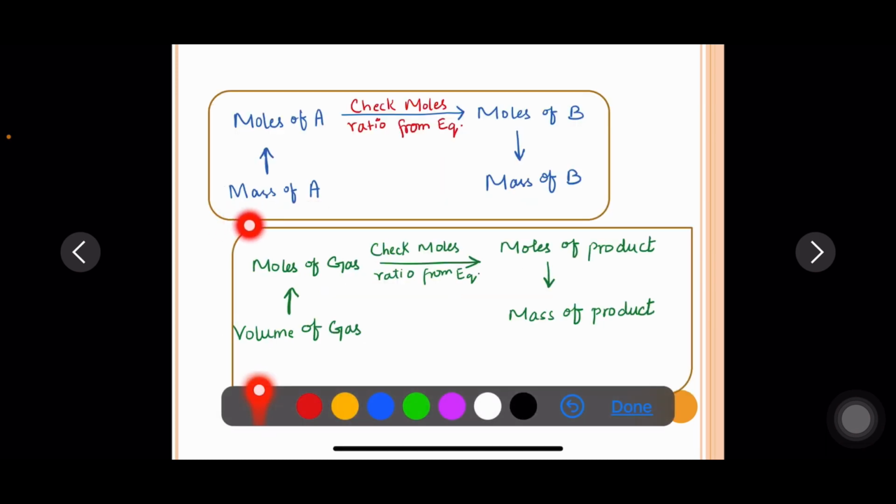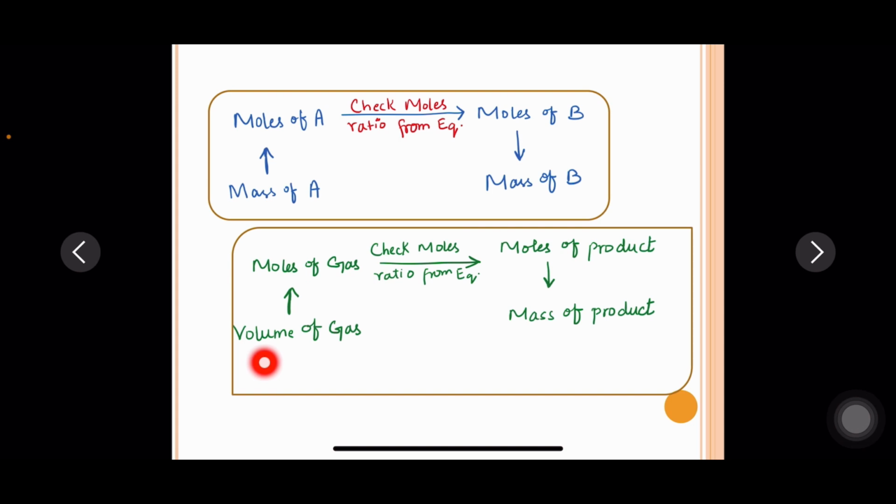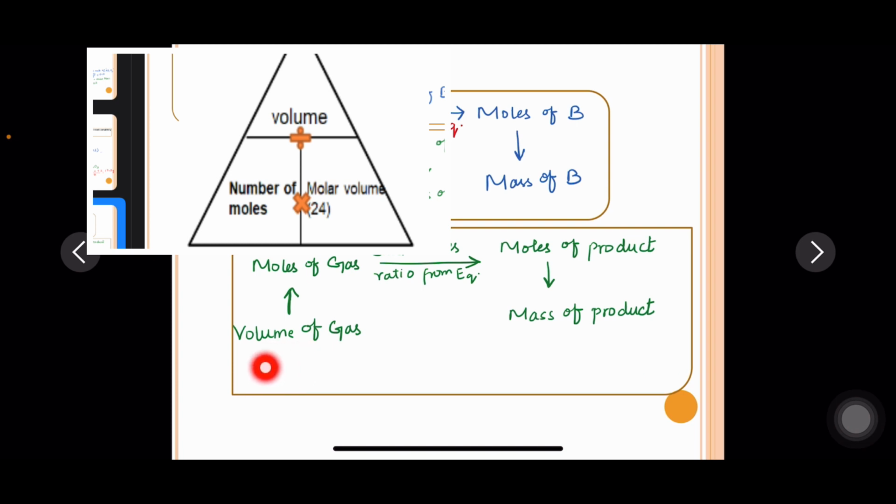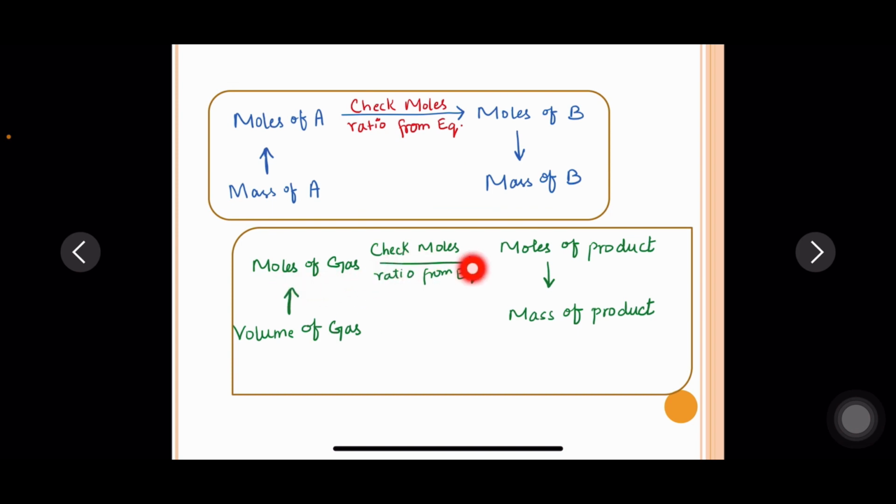So if the mass of the reactant is given, convert to number of moles, check the moles ratio from the equation, find the moles of the product and convert back to the mass of the product. If the volume of a gas is given in the question, similar calculations can be done. First of all, you have to find out the number of moles from volume, apply the formula. Then check the moles ratio from the equation, find the moles of the product and you can convert it to the mass of the product.